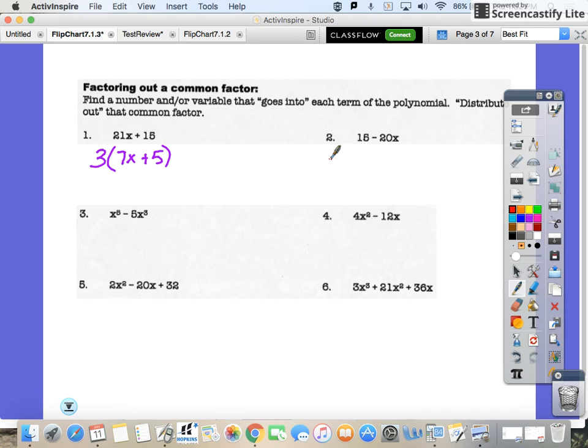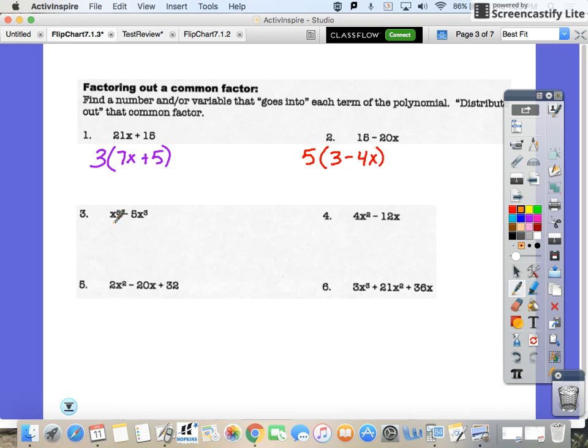For number 2, 15 and 20, both are divisible by 5. So if we pull that out, 15 divided by 5 is 3. 20 divided by 5 is 4, so we do minus 4x. The ones below here look a little bit more difficult, but they're actually slightly easier. You don't really have to think about multiples or dividing or anything like that.